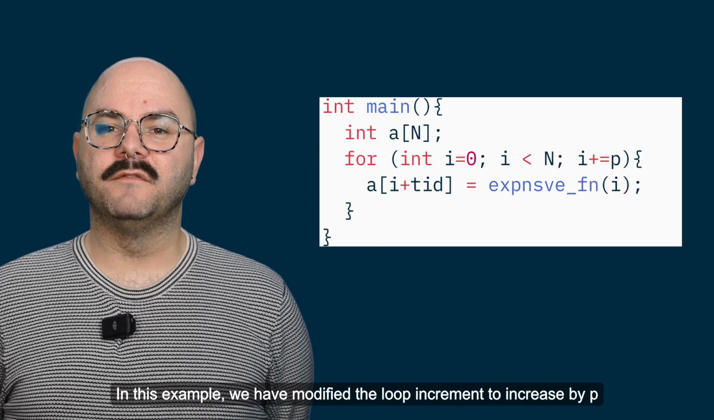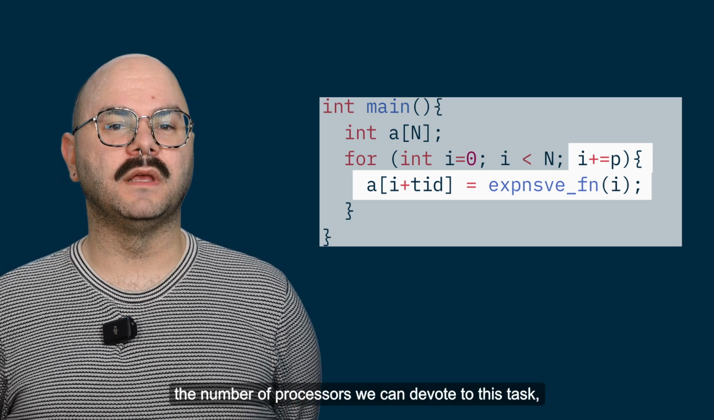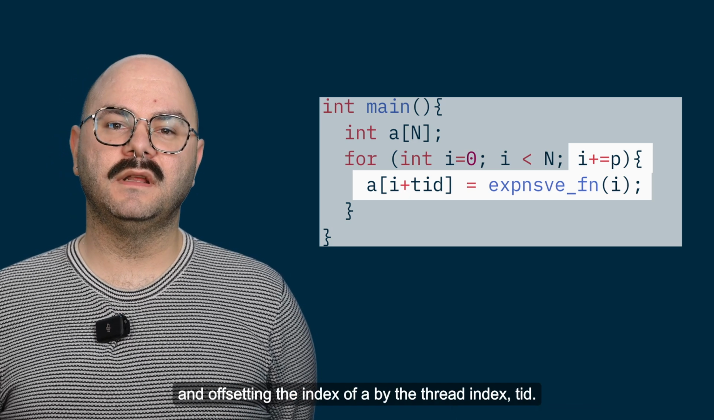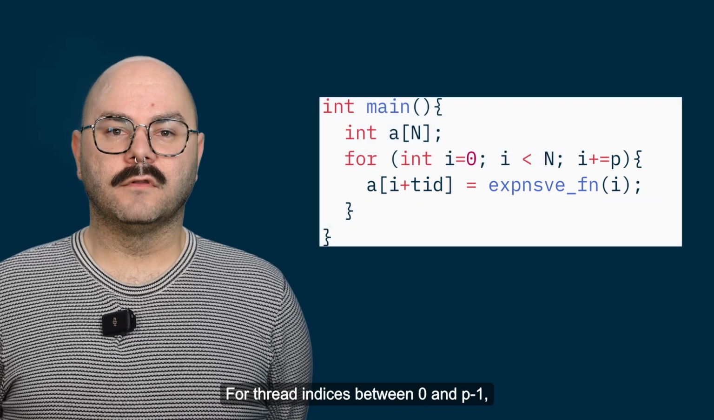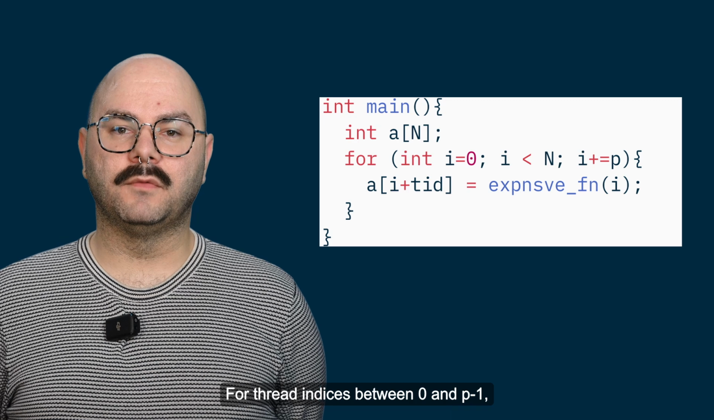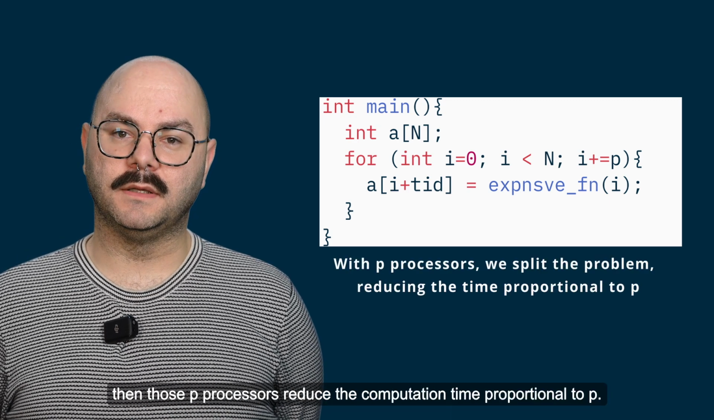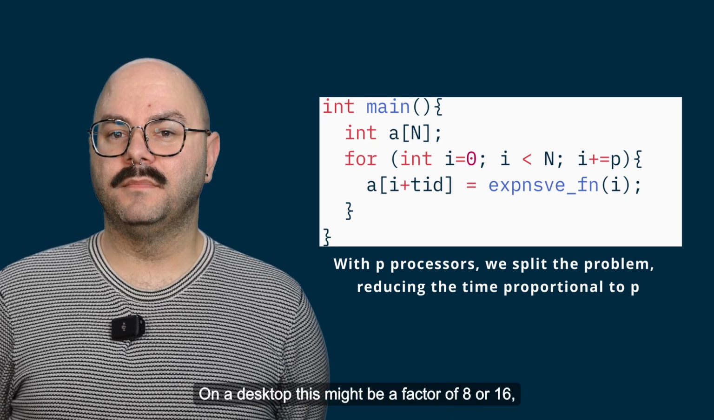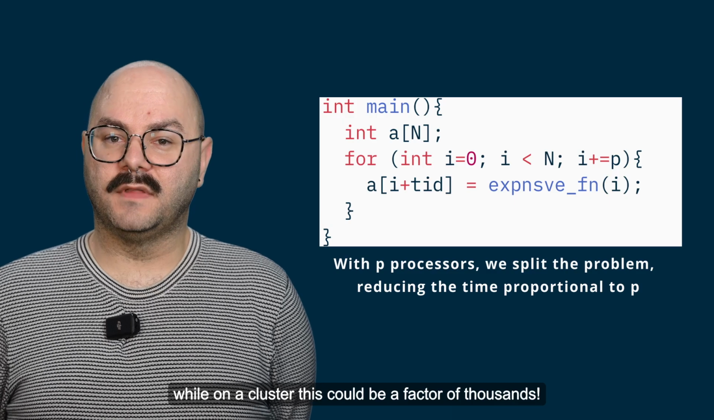In this example, we have modified the loop increment to increase by p, the number of processors we can devote to this task, and offsetting the index of A by the thread index TID. For thread indices between 0 and p-1, those p processors reduce the computation time proportional to p. On a desktop, this might be a factor of 8 or 16, while on a cluster this could be a factor of thousands.